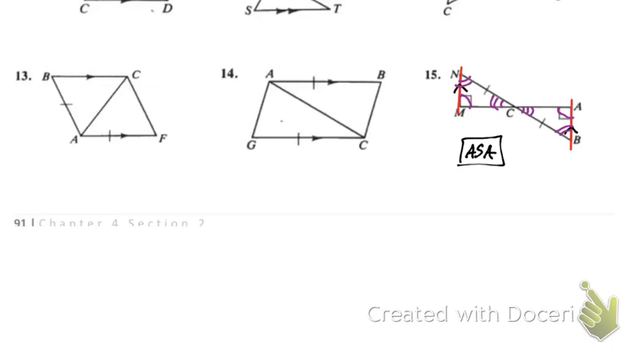I think that's the hardest part about these, because it looks like they're congruent and it makes sense that they're congruent, but you have to think down the proof.